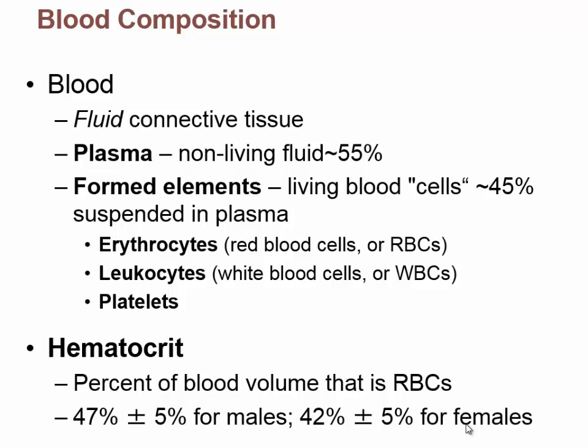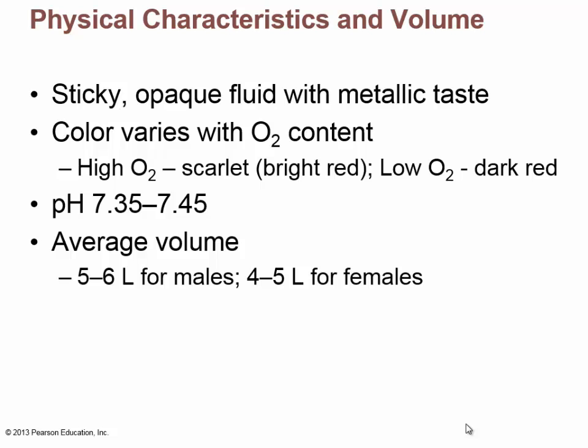Now, males have approximately 47% red blood cells, meaning their plasma is about 53%. Females have fewer red blood cells. Their percentage of red blood cells in their blood is only about 42%, give or take 5%. And again, this is how we get the average of about 45%, male and female. But males do have more red blood cells than females do. We'll get more into that in a little bit.